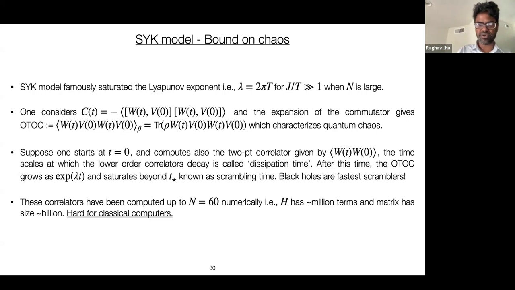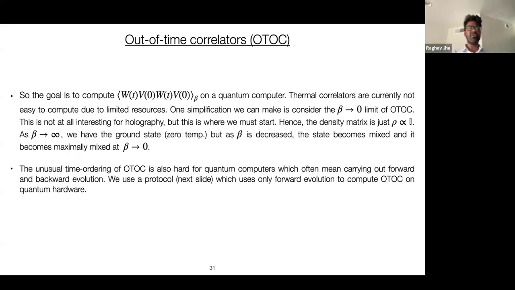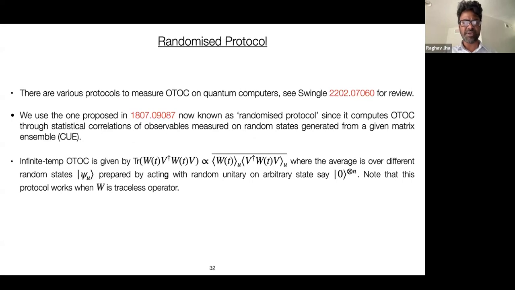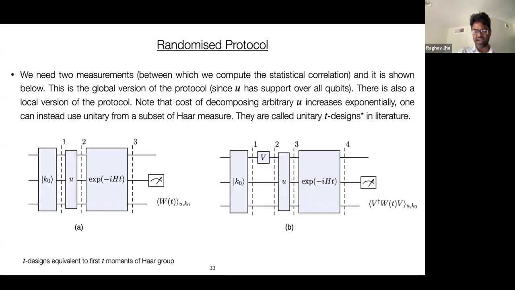the quantum computer. But computation of OTOC on a quantum computer is not straightforward because this is a 4-point correlator and it's out of time ordered. By out of time, I mean it has an unusual time ordering, as you can see in this expectation value. The first operator is evaluated at t, the other one is at 0, and so on. But there are a lot of protocols people have worked on. One of those protocols is a randomized protocol. And we use this. What is the randomized protocol?